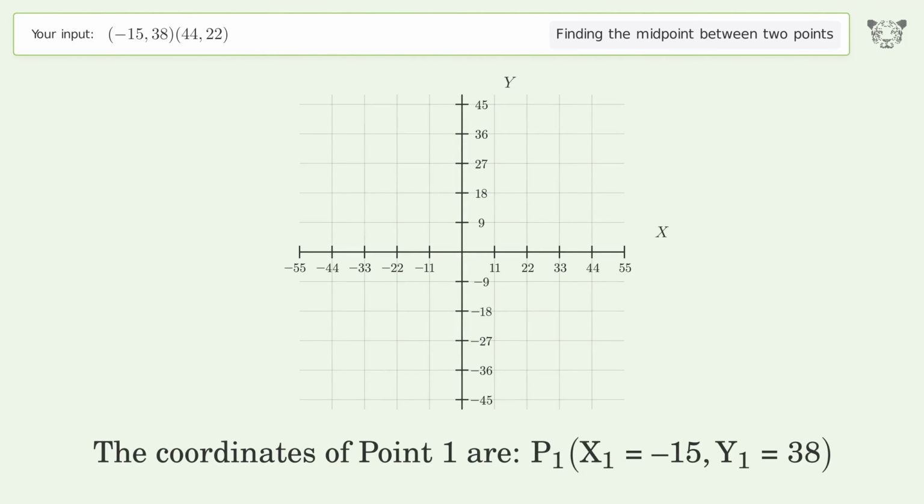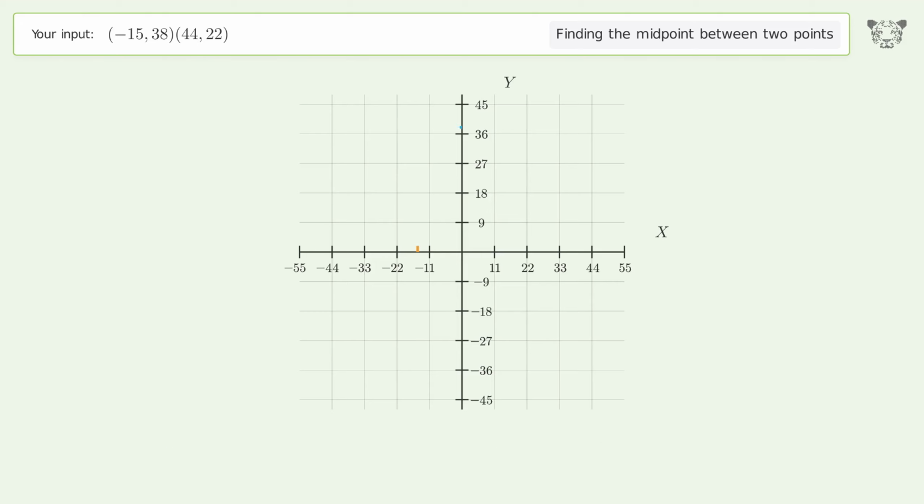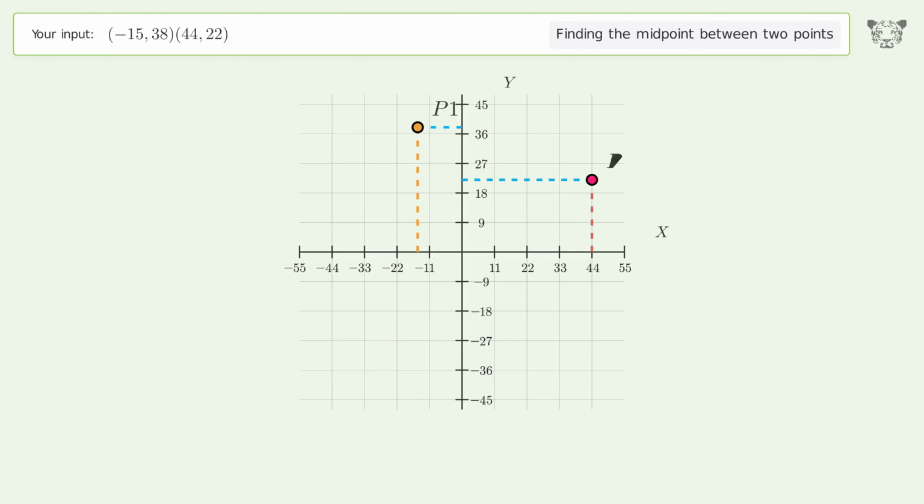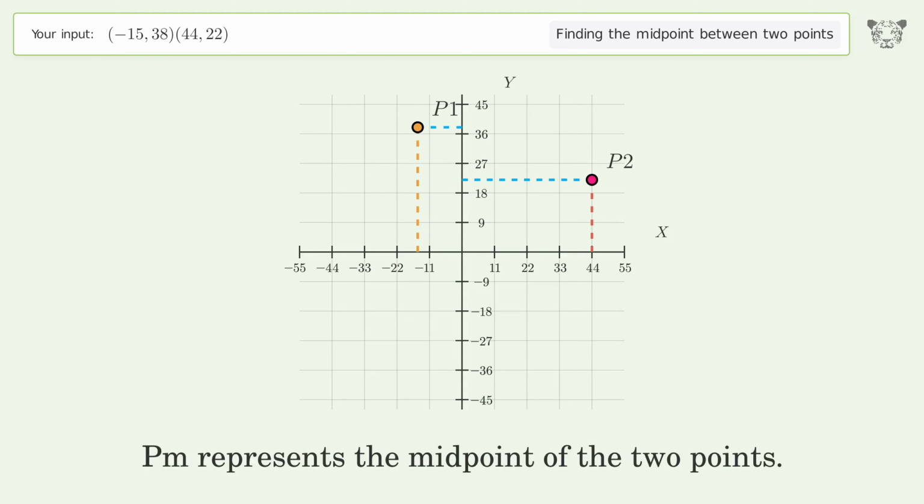The coordinates of point 1 are, x1 equals -15, y1 equals 38. The coordinates of point 2 are, x2 equals 44, y2 equals 22. PM represents the midpoint of the 2 points.